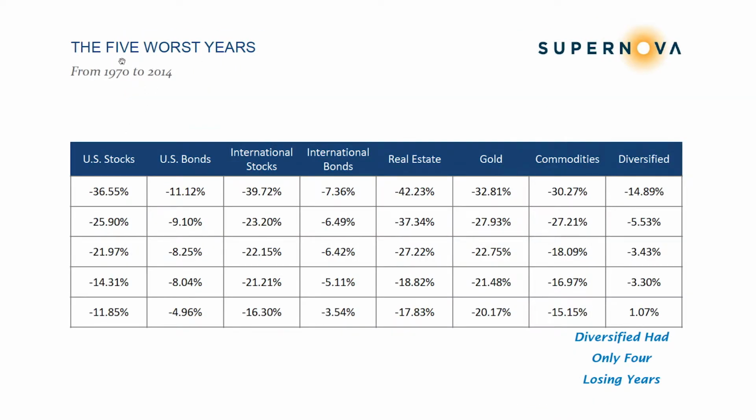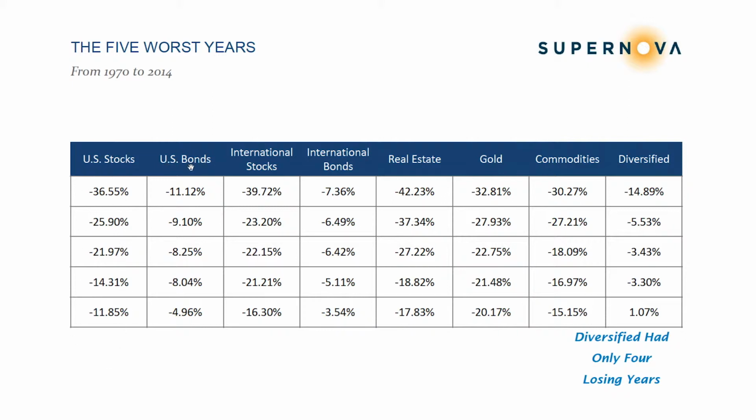Here we show the 5 worst calendar years out of the last 45 years. So let's start on the left with U.S. stocks. What was the worst calendar year out of the last 45 years? 2008, down 36%. But of course, there was also a down 25, a down 21, a down 14, a down 11. And although this chart doesn't show it, there was a down 9, a down 4, etc.